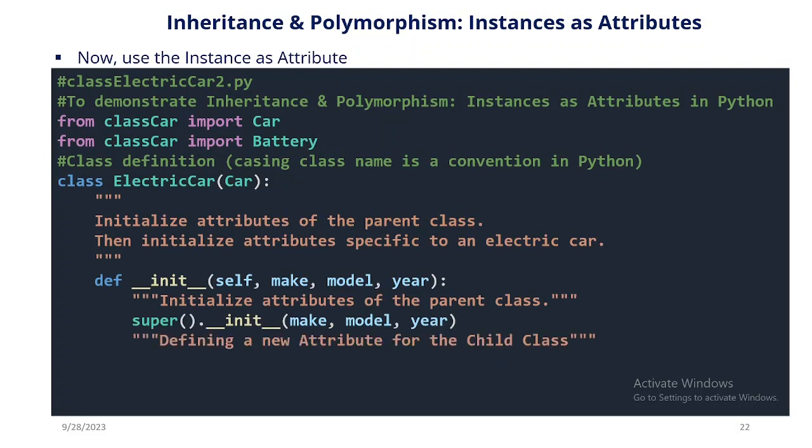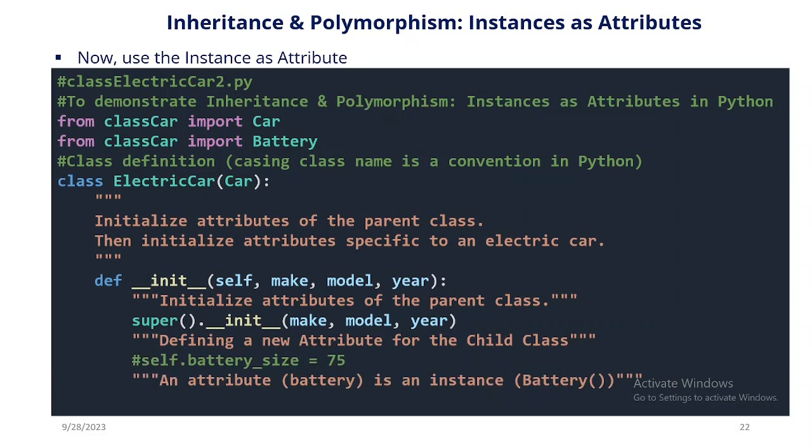We can now define a new attribute for the child class. Instead of doing what we did in the previous program, self.battery_size equal to 75, we rather say self.battery equal to Battery. So this Battery you see here is an entire class with all its methods, all its attributes. We just use it to create an attribute, or to instantiate an attribute, or to set an attribute. And that is a very, very powerful feature of classes.